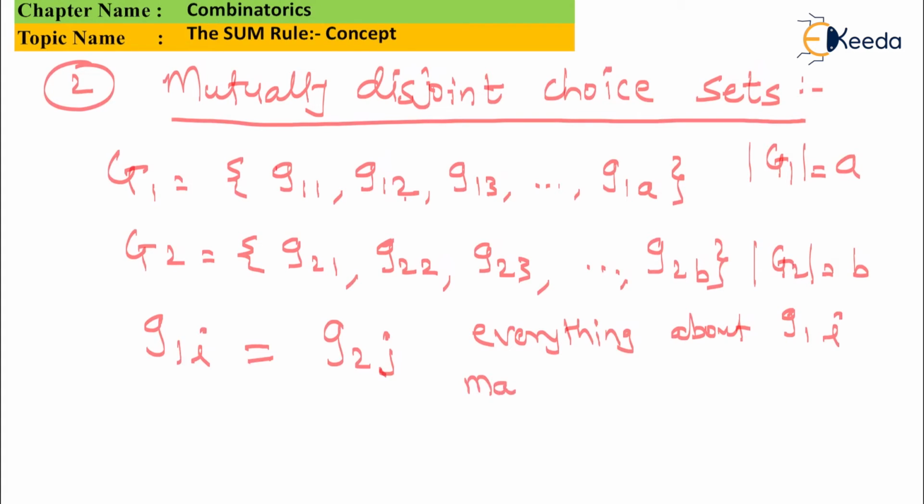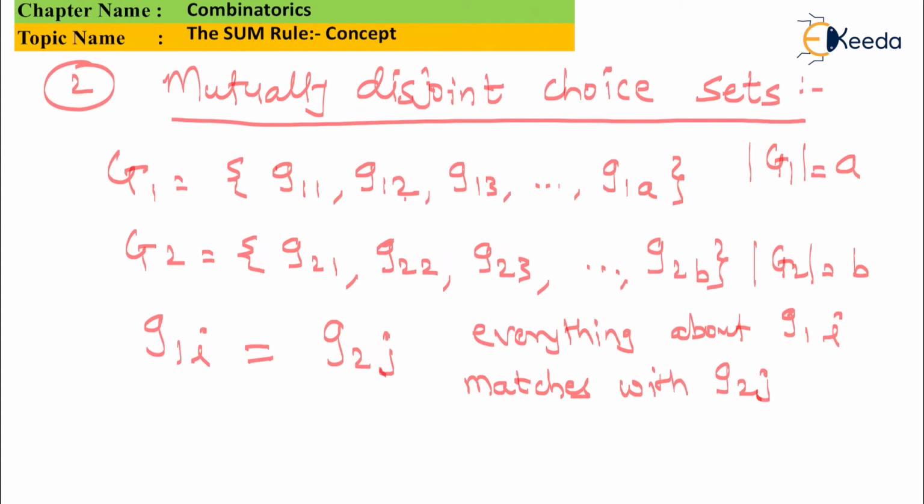So everything about G1I matches with G2J. That is the notion of exact equality, that these two garments are exactly the same in all respects. Their prices are the same, their dimensions are the same, their utility is the same, everything is the same. So in that respect, one garment is copied as far as you are concerned. So altogether, how many really different garments are there for you?